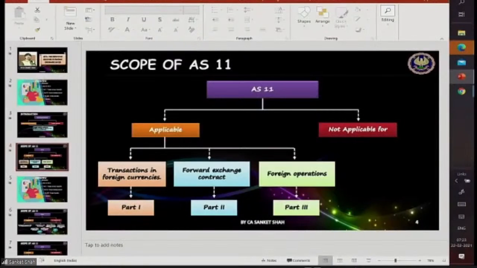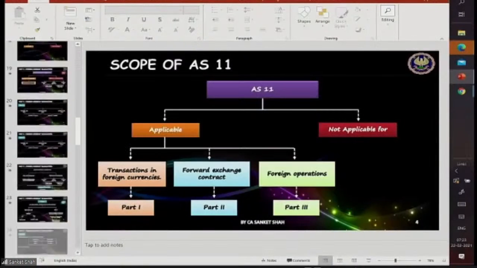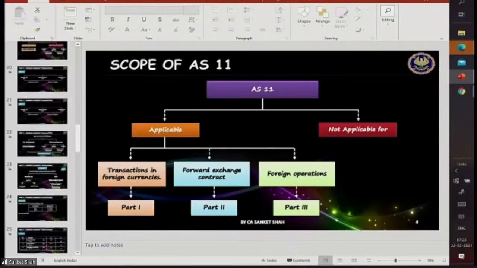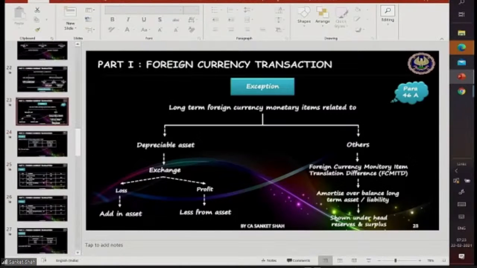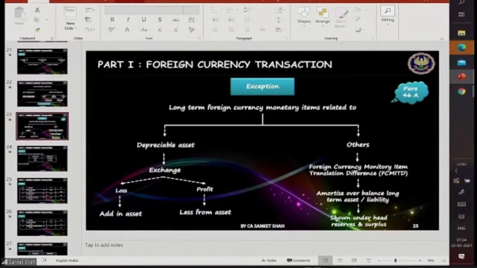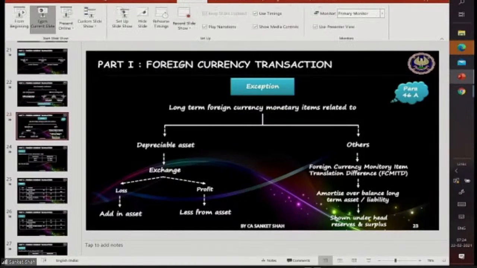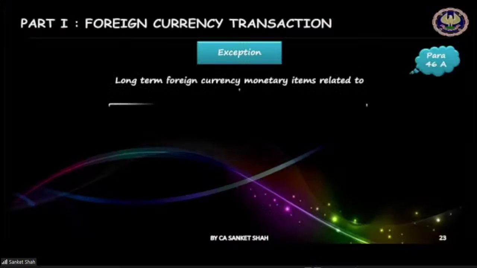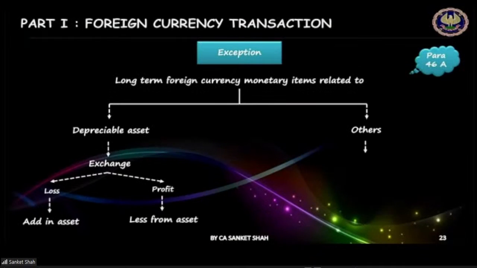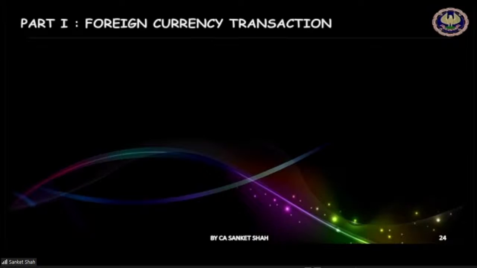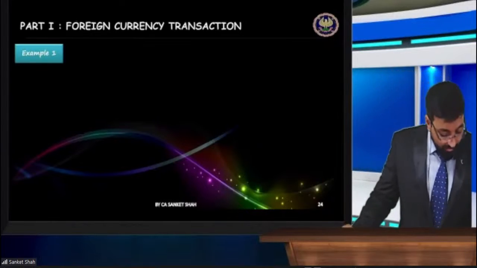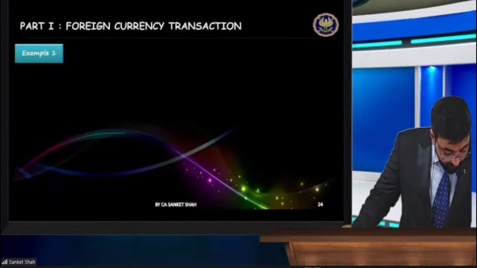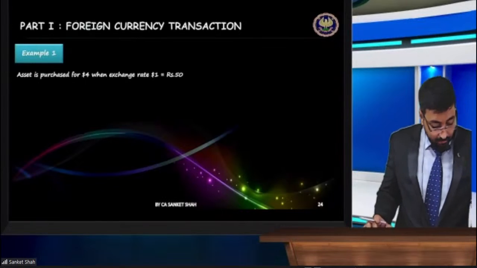Okay, so now let's start. Okay, where we are at? Slide number exceptions. Yes, now we are on the slide. Yeah, the exchange difference. Sorry for the disturbance. So foreign currency transaction. Let's start with one example.